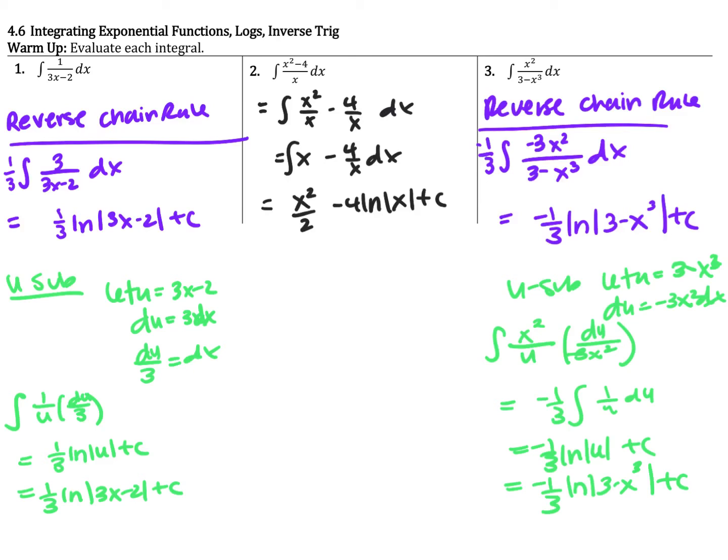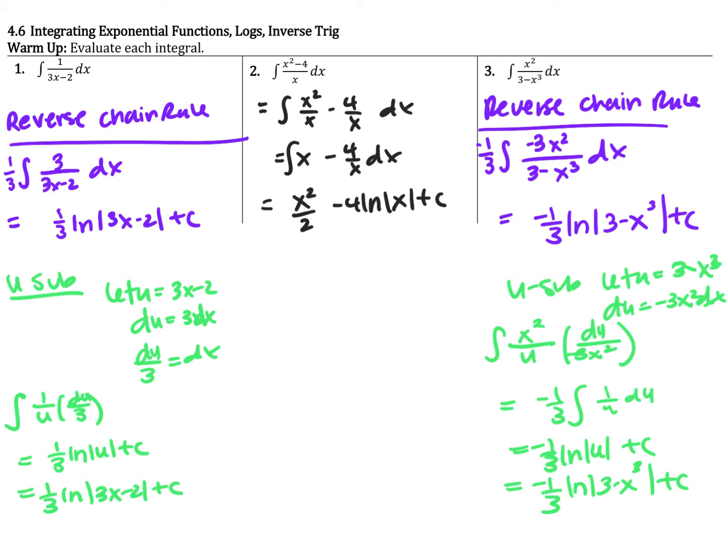The first one I think is pretty easy to see the reverse chain rule on. You just need a scalar in the numerator of 3. So we can multiply by 3 inside the integral and we can multiply by 1/3 on the outside. But I did also show the u substitution steps. For number 2, you can actually just split that up into 2 fractions, integrate x squared over x, or just x, using the power rule, and integrate 4 over x, or negative 4 over x, is going to give you negative 4 natural log of the absolute value of x.